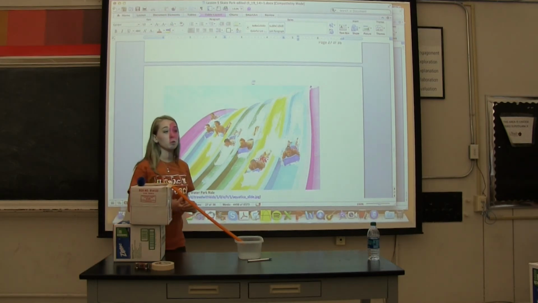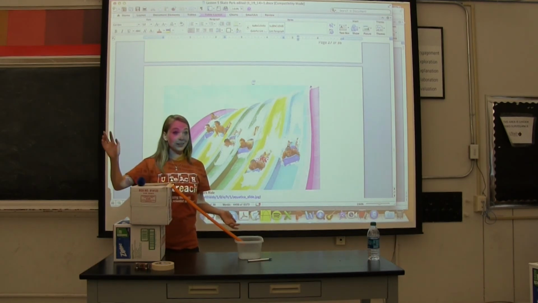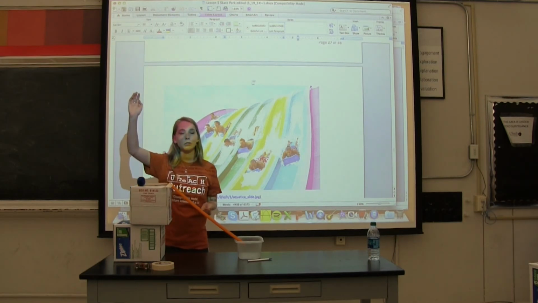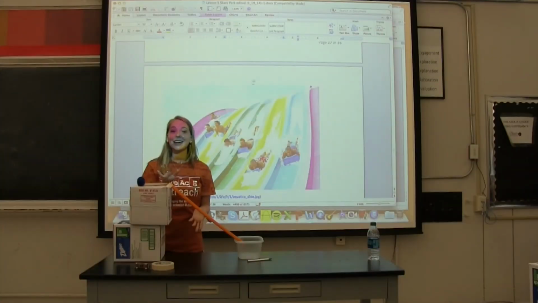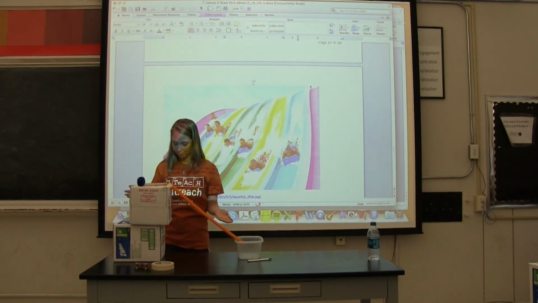How many of you have ridden a really tall roller coaster, like extremely tall? Neat. Awesome. So have you noticed that the higher the roller coaster, the faster you go down? Just like our ramp with the skateboard, the higher we made the ramp, the faster our skateboard went.